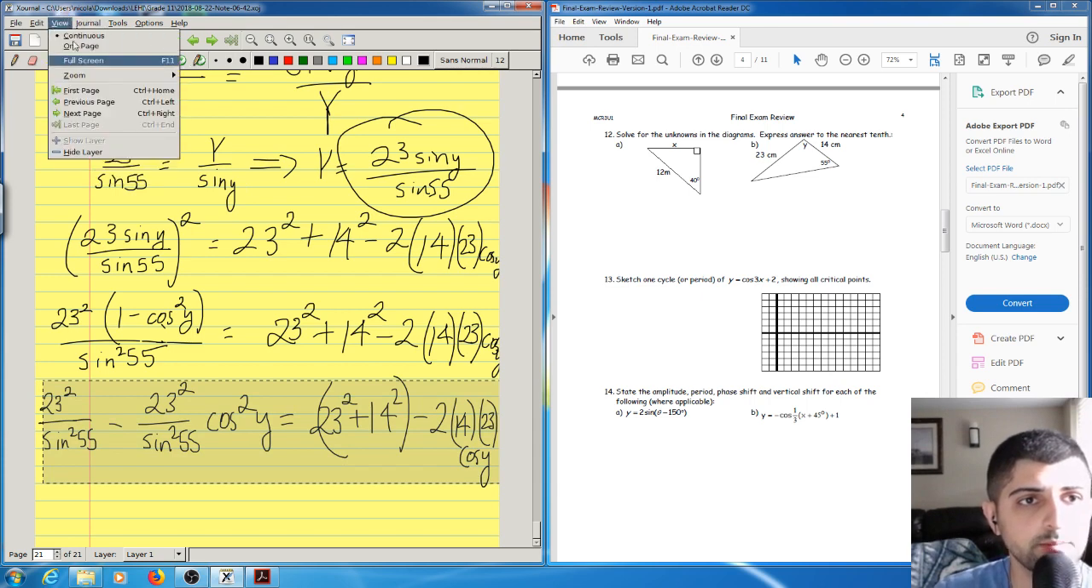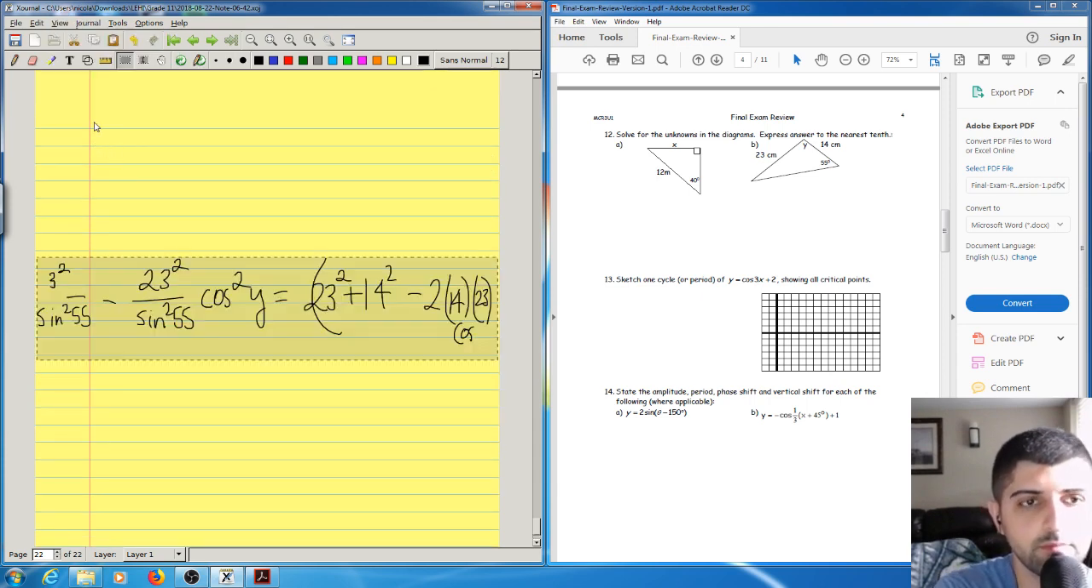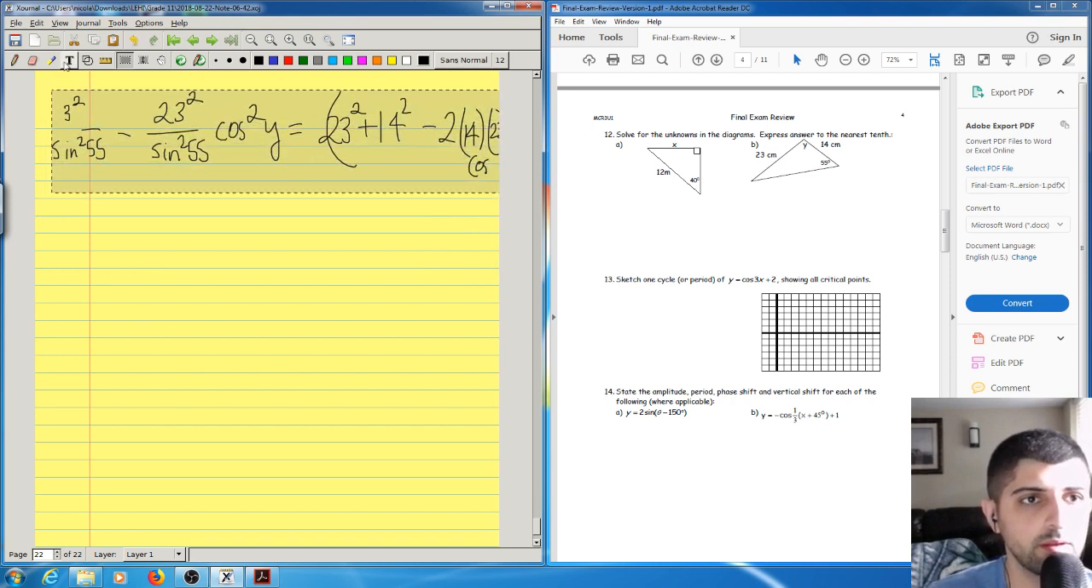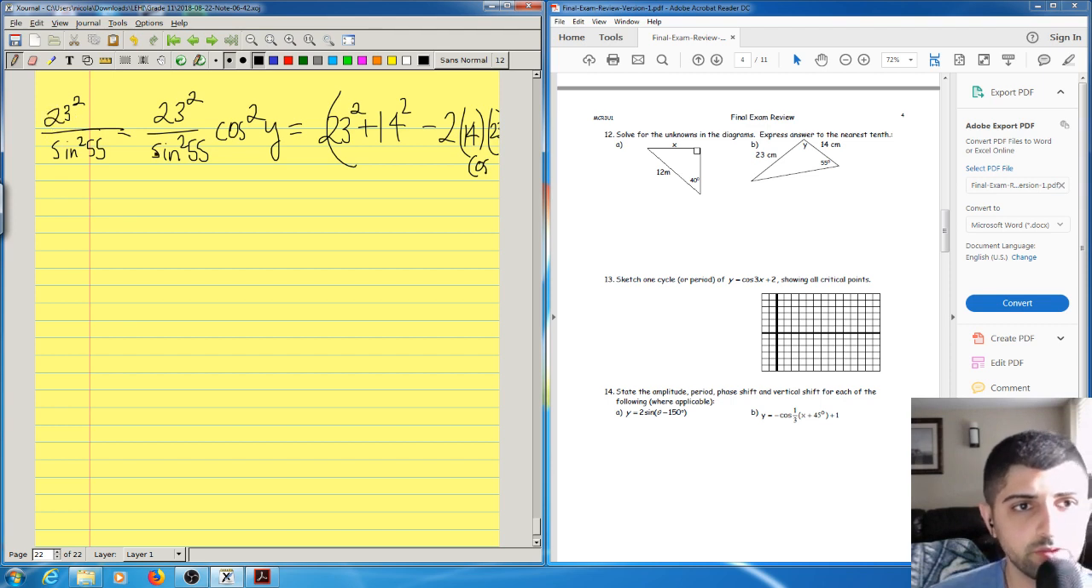Let's go on to the next page. Boom. Now I could tell that I've lost some numbers here. This is 23 squared. Okay. Cosine y. There's a bracket there. I don't know why it's doing that. That's kind of weird, but yeah.